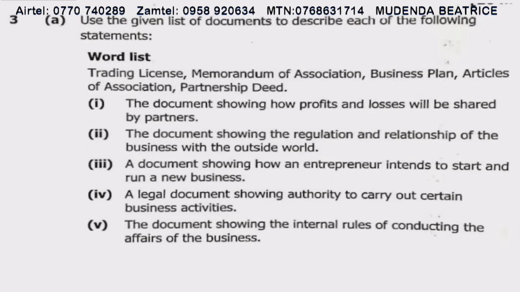We have trading license, memorandum of association, business plan, articles of association, partnership deed. Those are the words that we are supposed to use to describe the statements given.